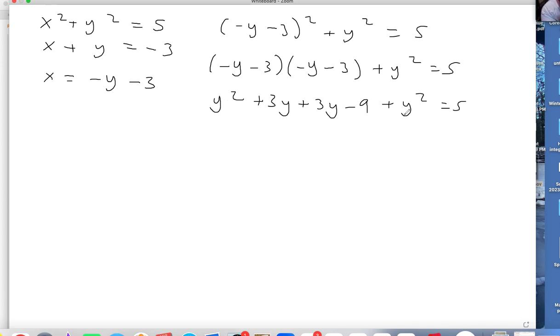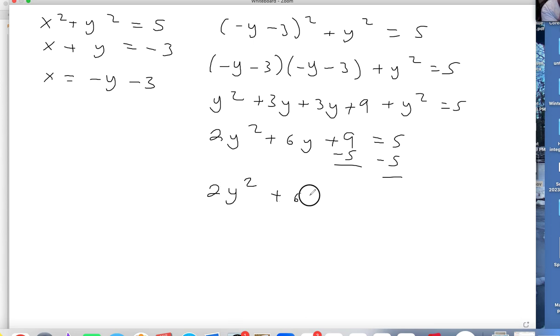So as much as we'd love it if those canceled, they don't. They become a 2y squared, and then this is going to be a plus 6y plus 9 equals 5. Oh, plus 9. Sorry about that. That should be plus 9 back there. I'm going to subtract this 5 over. And the reason I'm doing that is because it's quadratic and I want to get it to 0 so I can see what I got. So 2y squared plus 6y plus 4 equals 0.